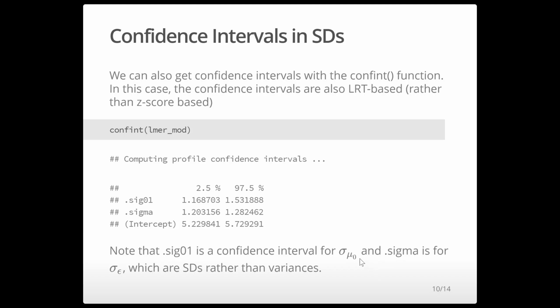One thing to note here is that what it's outputting is actually confidence intervals on the standard deviation. And you can tell it's the standard deviation just by taking the exponent away. So this is just sigma mu 0. That's sig01. The top row is for the standard deviation of the cluster means, and .sigma is for sigma epsilon, which is the residual variance, or the residual standard deviation. And then intercept at the bottom is the confidence interval for the overall intercept, the population intercept.